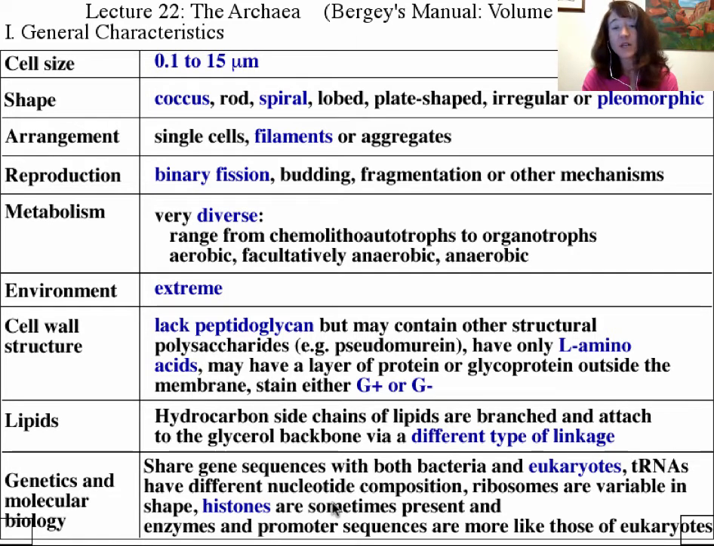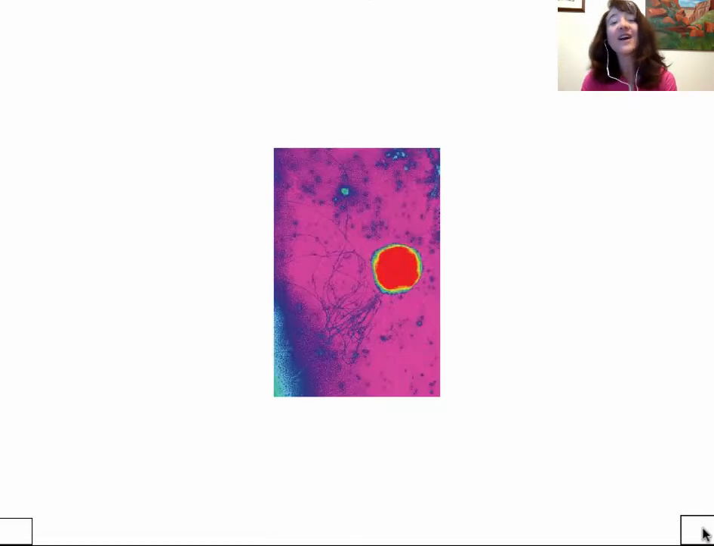Their tRNAs are completely different. Their ribosomes are variable, but then histones are sometimes present, and RNA polymerase enzymes and promoter sequences are more like those in eukaryotes. But as I said, like bacteria, they have a single circular chromosome usually. So there are features of both. Now, your book goes into great depth on what we just covered in a quick table, so feel free to read more, and I encourage you highly to read more about these beautiful organisms.